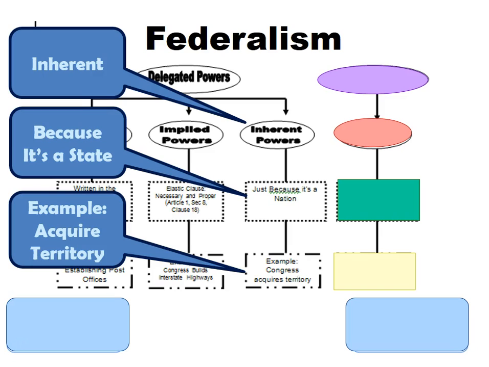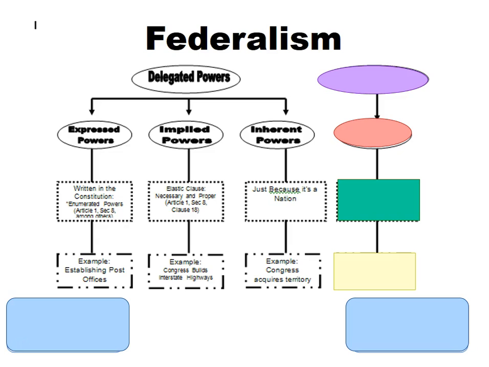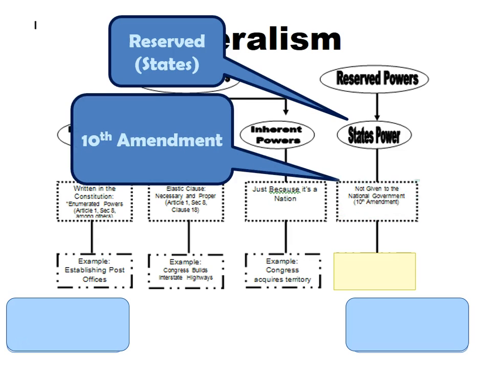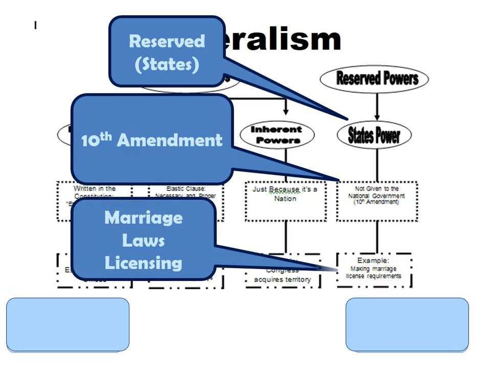Now, anything that is not expressed, implied, or inherent is what is known as a reserved power. And reserved powers go to the states. Reserved powers will always be state-level powers. These are granted by the 9th and the 10th Amendment. Really, the 10th Amendment. The 9th Amendment says anything not listed in the Constitution is still protected. The 10th Amendment says that those powers are given to the states. So because of the 10th Amendment, the reserved powers, anything not listed, are given to the states.